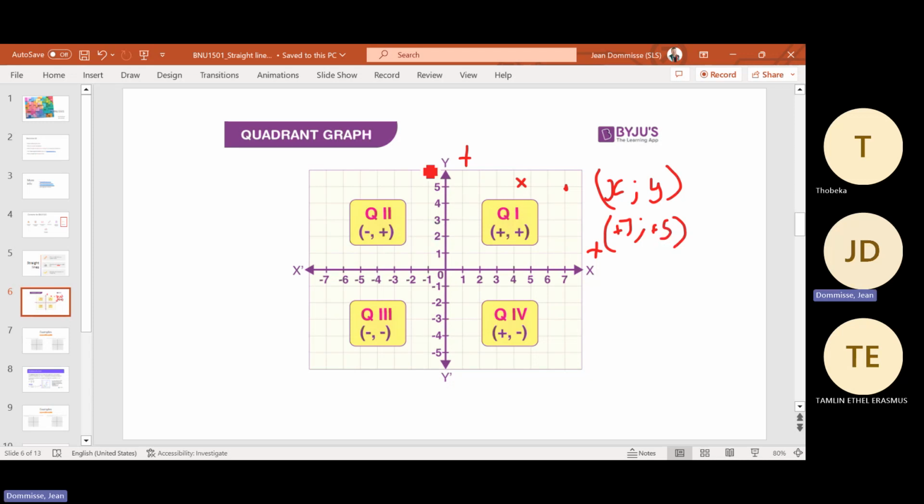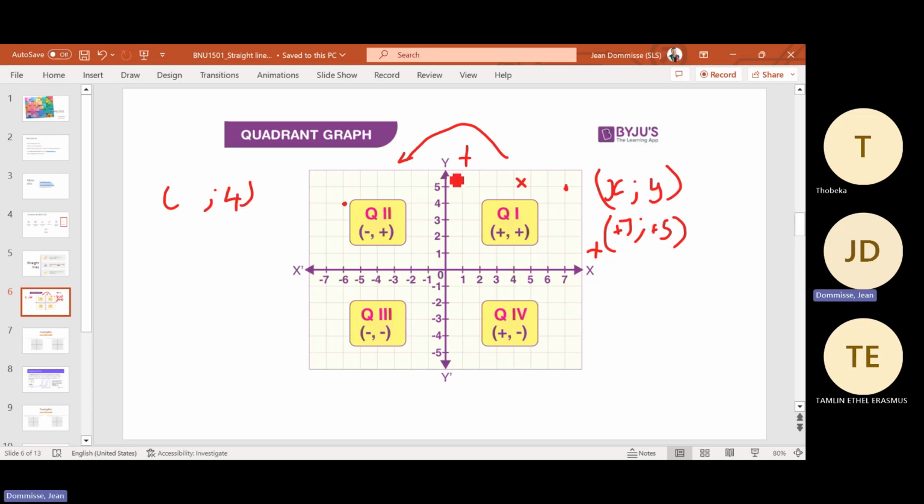When we move over to quadrant 2 from quadrant 1, the y's will again be positive, because if we look at, say, that point, your y is still positive 4.